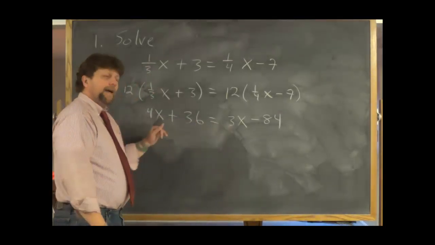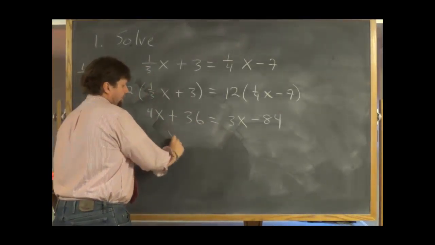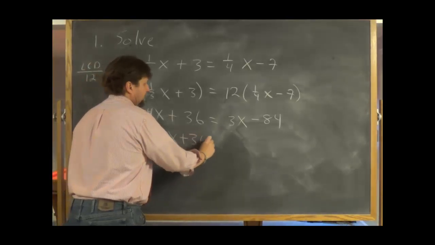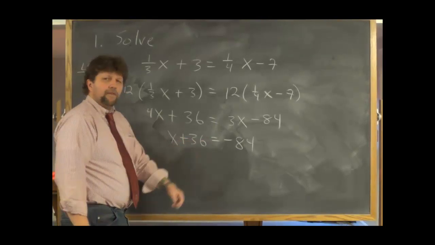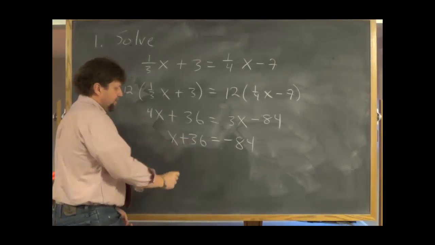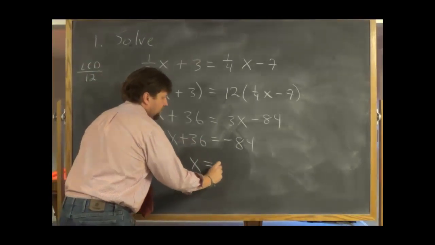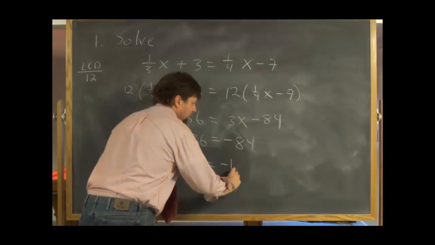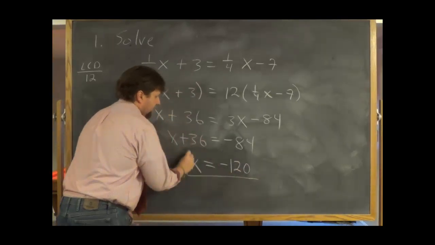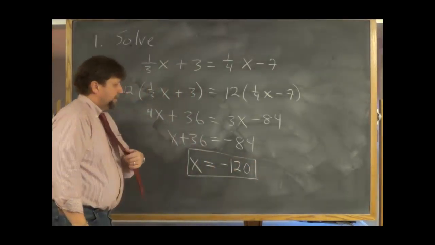I would subtract 3x from both sides, and that would give me x plus 36 equals negative 84. And finally, subtract 36 from both sides of the equation to get x equals negative 84 minus 36. It's a negative 120. And that's what you should have for number 1.